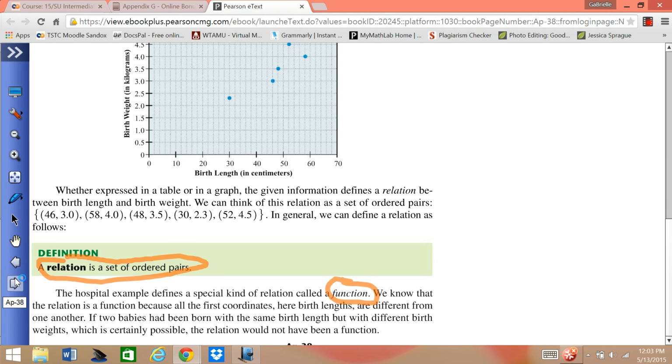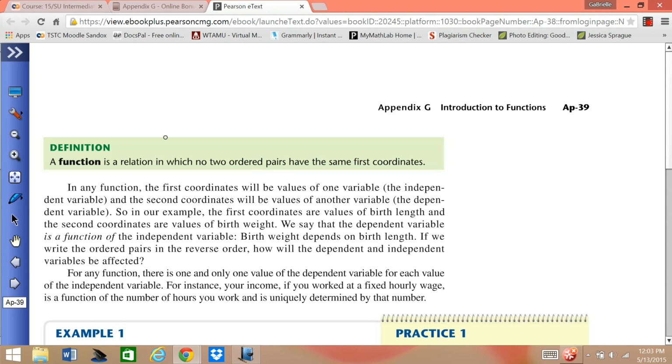Now let's turn the page. At the top of the next page, it talks about what a function is. A function is a relation, which we already learned is a set of ordered pairs, in which no 2 ordered pairs have the same first coordinates. So a function is when you don't have the same first coordinates in a list of ordered pairs. With the different birth lengths, they all had different first values, different x values. Remember, we're talking about ordered pairs, that's an x and y. But they all had different numbers there, so that meant those were a function.